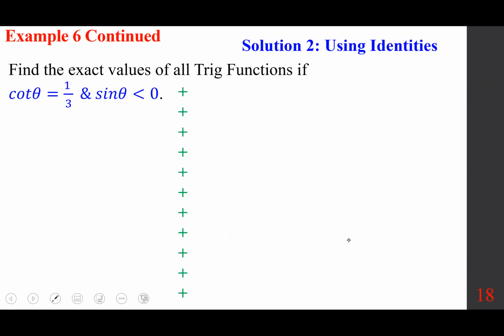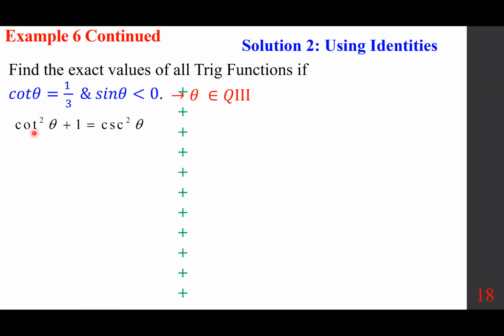Again, we already know the quadrant. And since one of them is given, cotangent theta, this is quadrant 3. We're going to use one of those Pythagorean identities, because 1 plus cotangent squared is cosecant squared. We know that, and therefore we can get to cosecant.